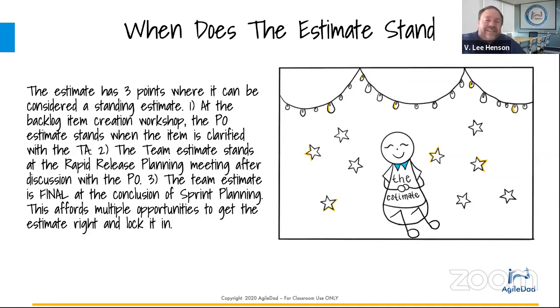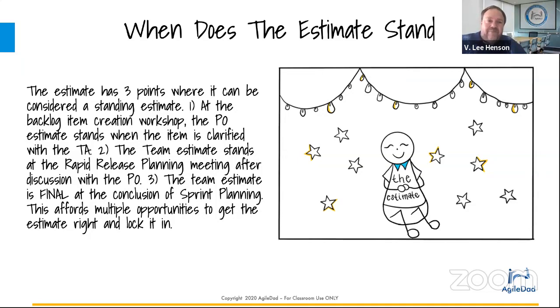So the estimate has 3 points where it's considered a standing estimate. So first point, at the backlog item creation workshop. So at the backlog item creation workshop, the product owner estimate stands. So even if the technical analyst comes in and says, that's way bigger than you think it is, the product owner estimate stands at that creation workshop because they're creating the item and they're the ones who have the best understanding of the scope. They're the ones who have the best opportunity or the best chance to get the estimate correct. And that's, of course, with the assistance of a technical analyst.